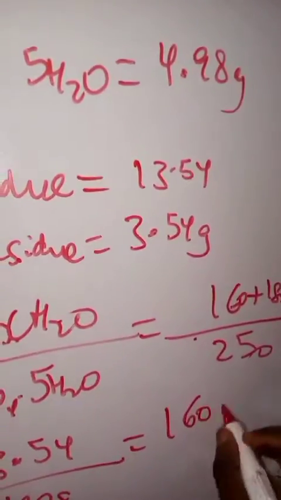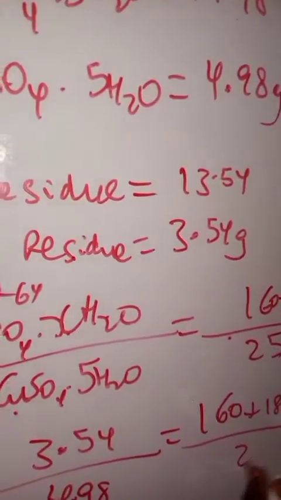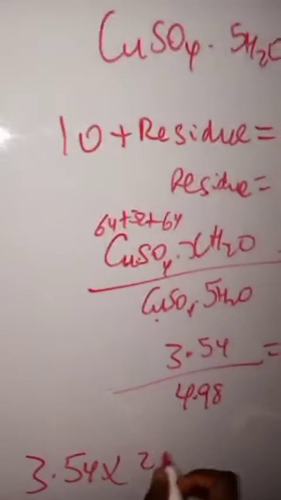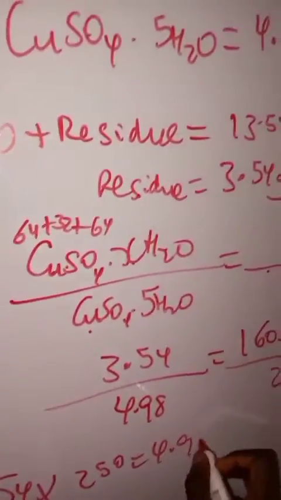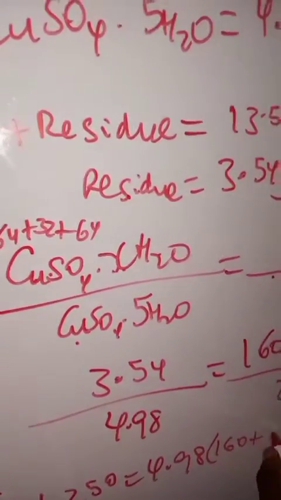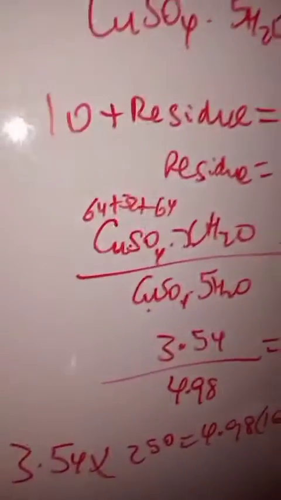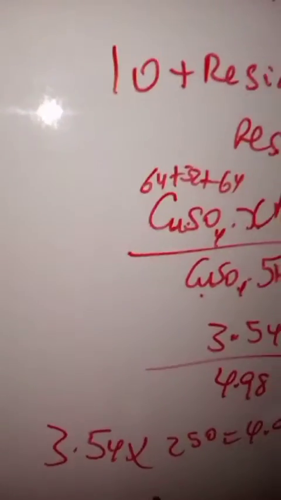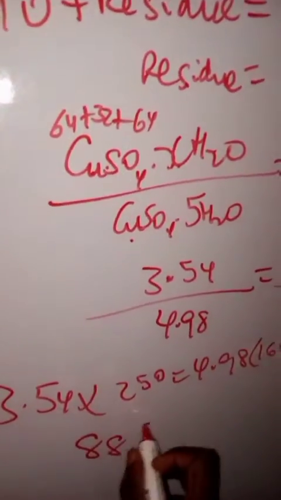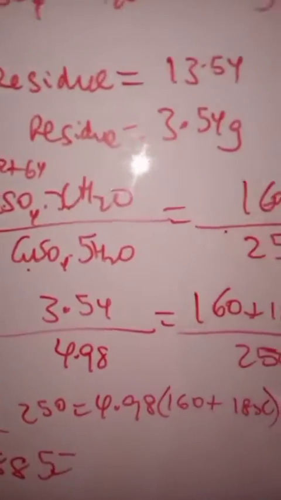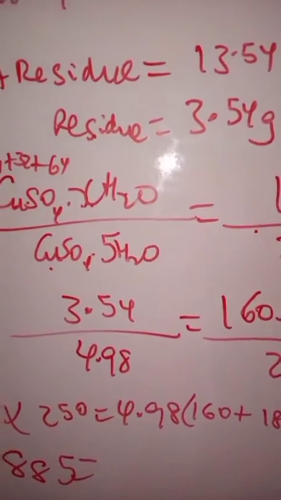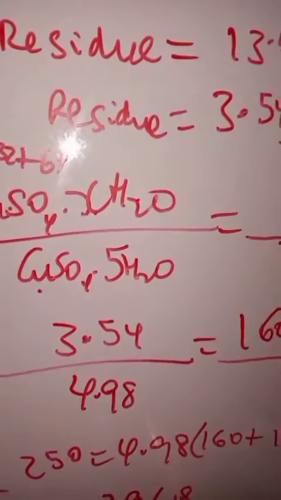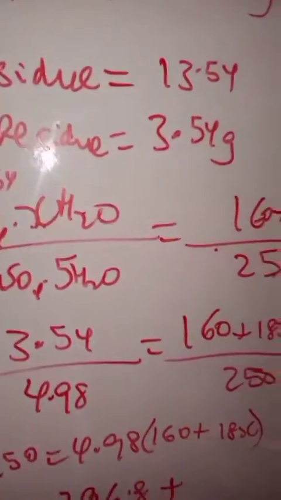So this is the only type of this question in the series, but you can just watch it over and over again and make sure you master it before you finally leave it. So immediately after this video, you can solve as many questions, every form of question you have on crystallization. You'll be able to get it. 3.54 times 250. This is 885, equal to 4.98 times 160, which is 796.8, plus 4.98 times 18.